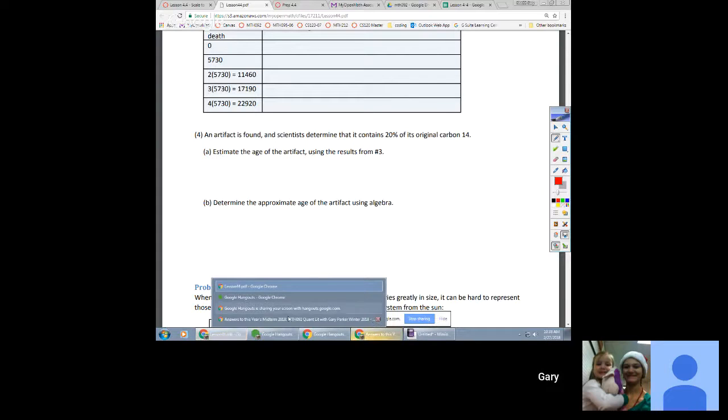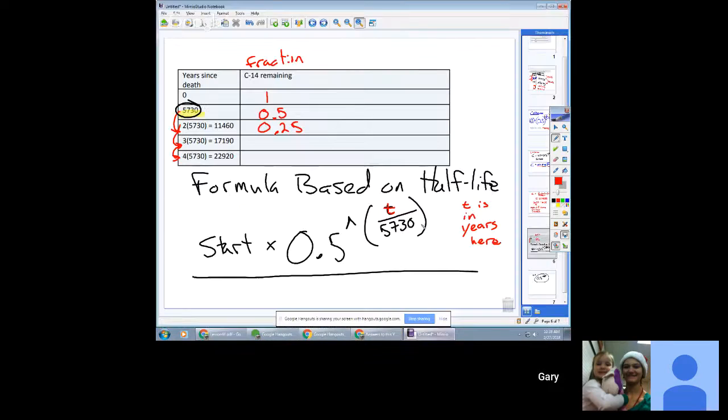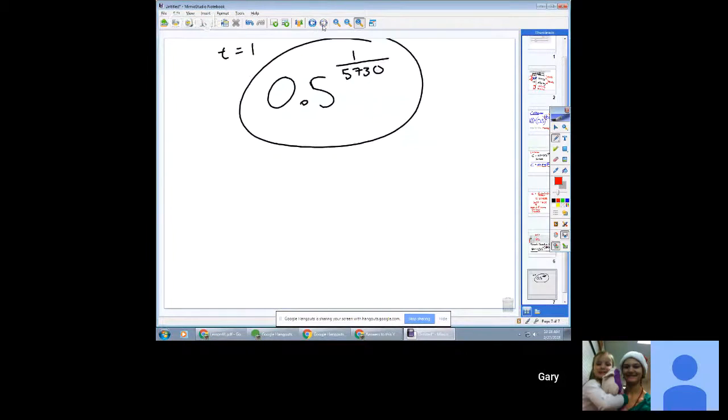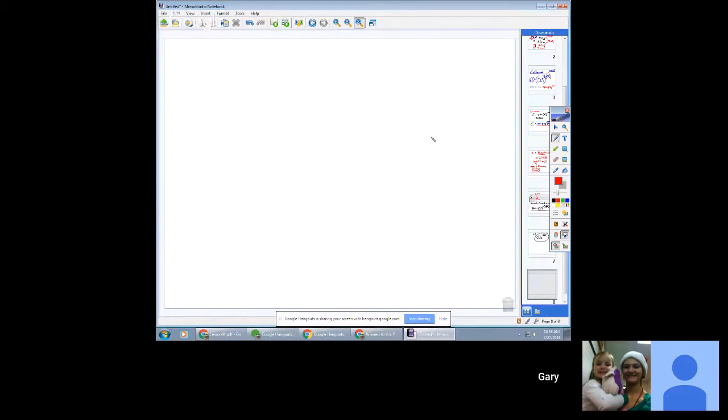So for that one right there, let's get a new page. The formula we just came up with was 0.5 raised to the t over 5,730. And then we want to know when that is going to be equal to 20%, 0.2. So then we can use logs to try and solve that. Give that a try, see what you get. Like we were playing with logs yesterday.